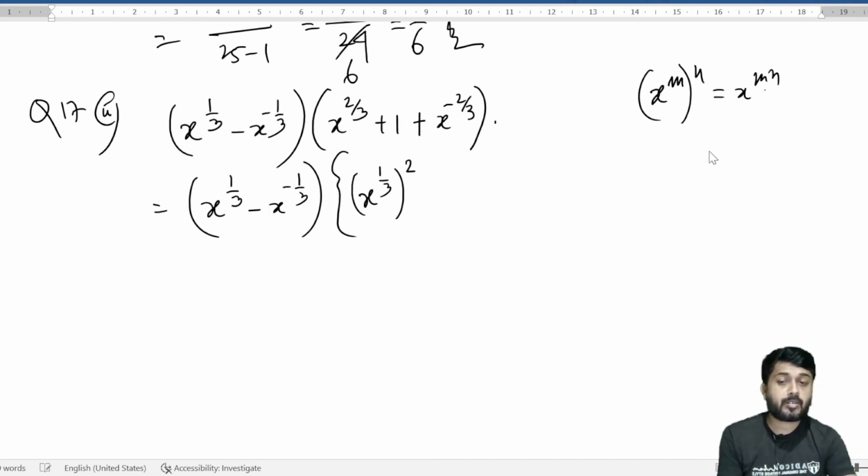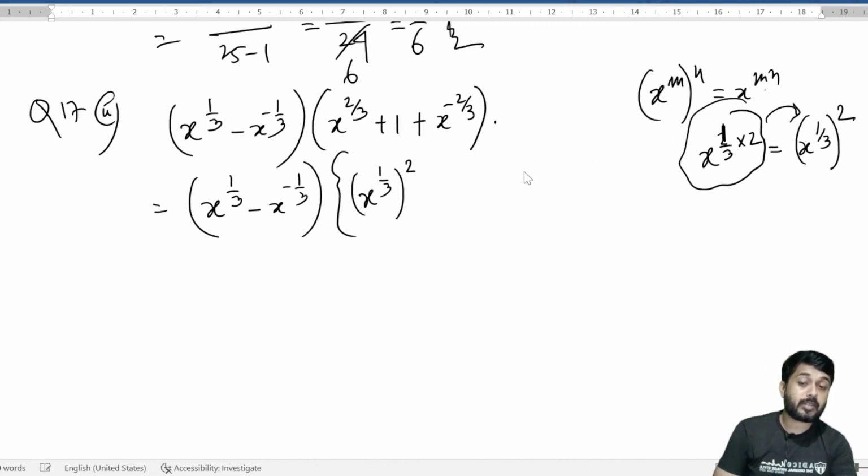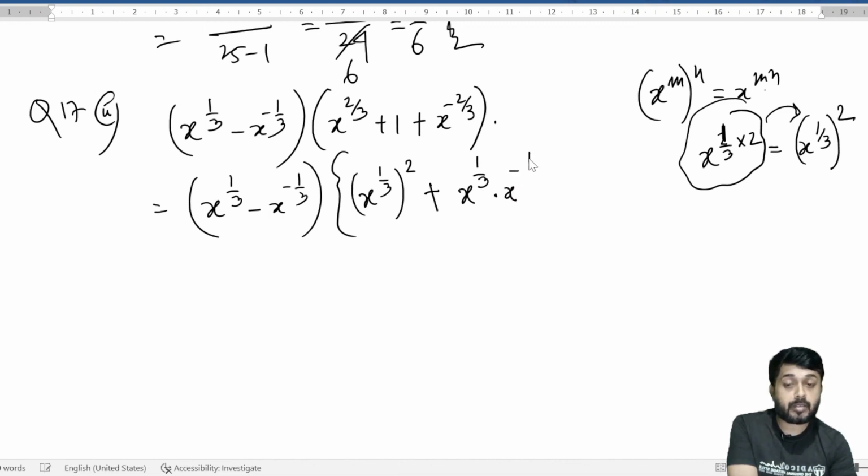Of course I can. So x to the power 2, x to the power 1 by 3 into 2. Am I able to write it like this? X to the power 1 by 3 whole to the power 2. Of course I can. That is what I've done here. See, x to the power 2 by 3 means this one has been written in this way. Okay, after that, see, what is this 1? 1 is actually x to the power 1 by 3 multiplied by x to the power minus 1 by 3, isn't it?